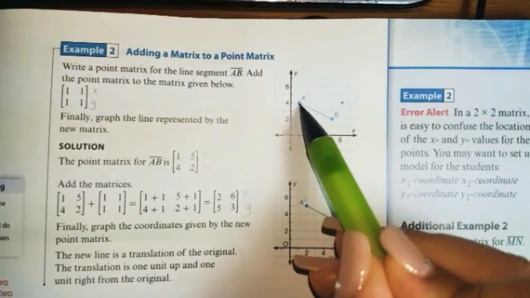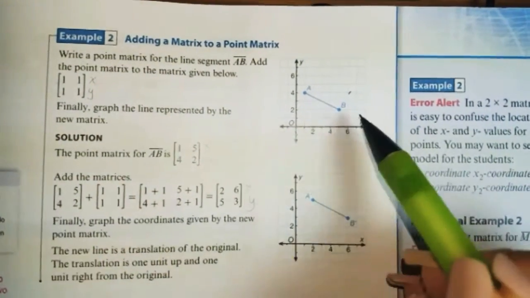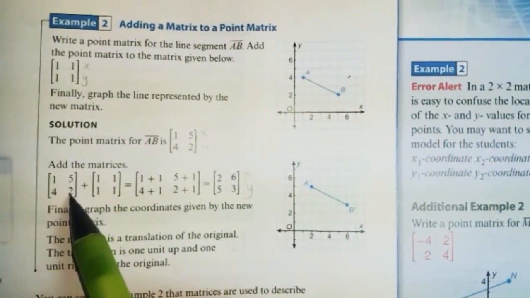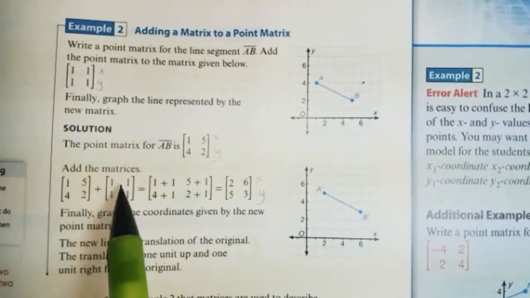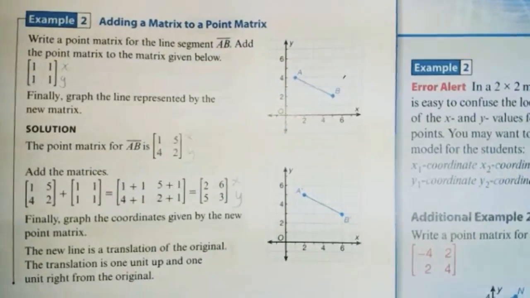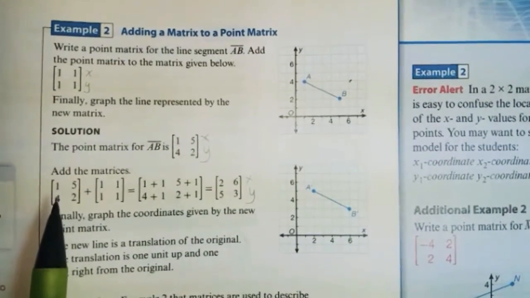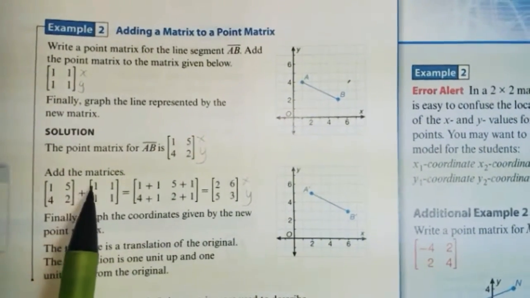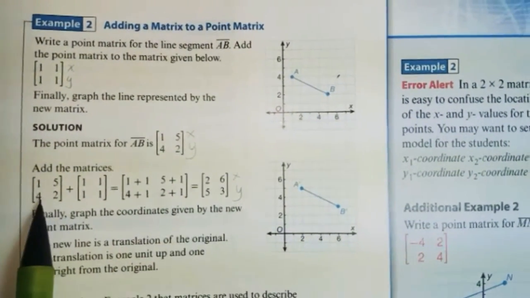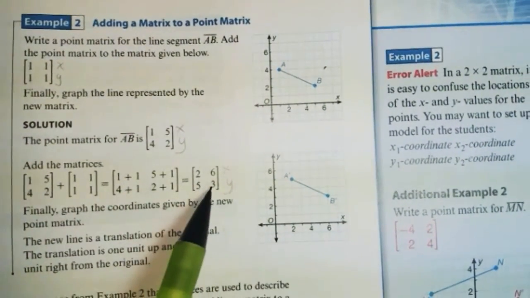The coordinates of point A is 1, 4, and the coordinates of point B is 5, 2. And we have to add this point matrix because it represents the movement or the transformation we're applying to segment AB. Corresponding elements: 1 plus 1 is 2. 5 plus 1, 6. 4 plus 1 is 5. 2 plus 1 is 3.